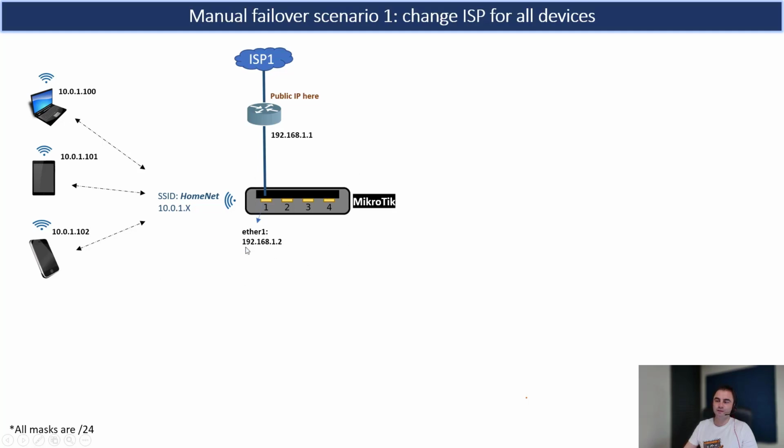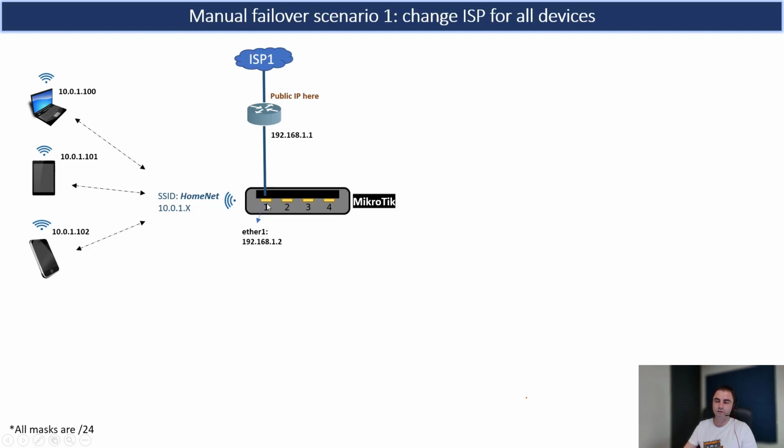So this is my main device with a wireless, one SSID, which I'm calling now home net. I'm currently connected to it, and this is the internal network. These devices here, the wireless clients, are getting addresses from the DHCP here, which is giving addresses from the 10.0.1 subnet. All masks are 24 bits, so 255.255.255.0. Then this device is doing NAT to the outside.